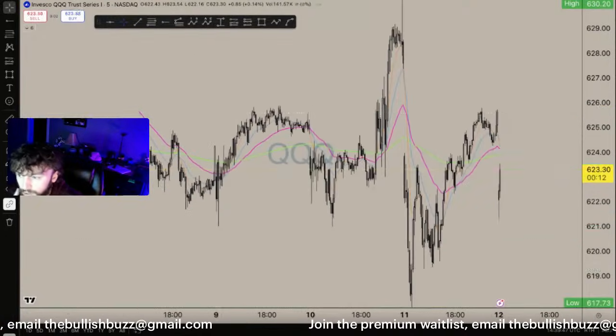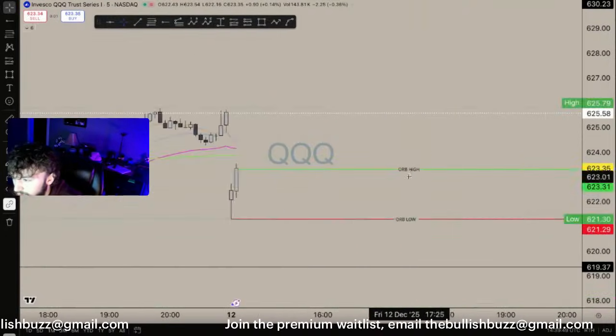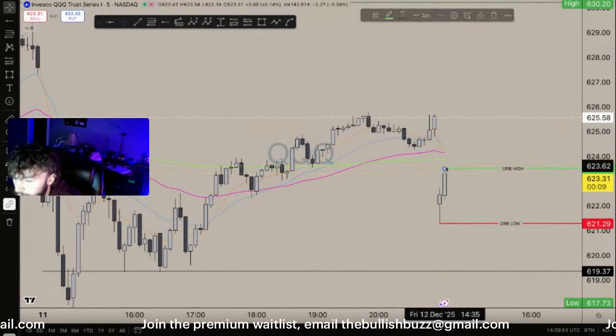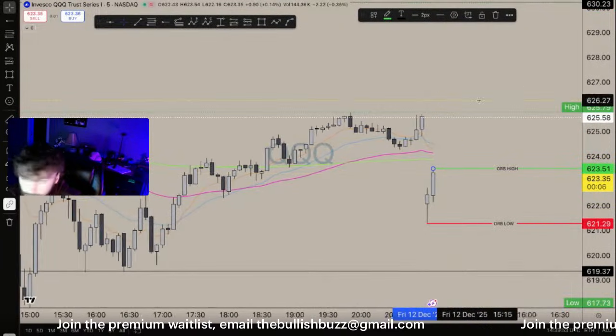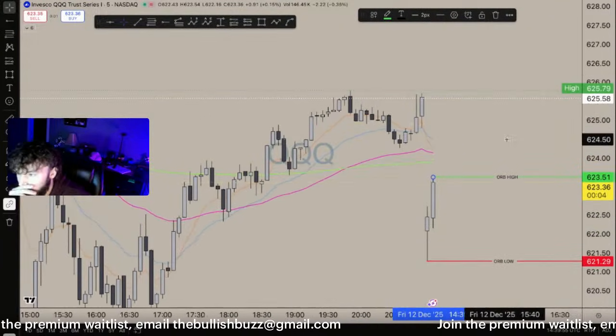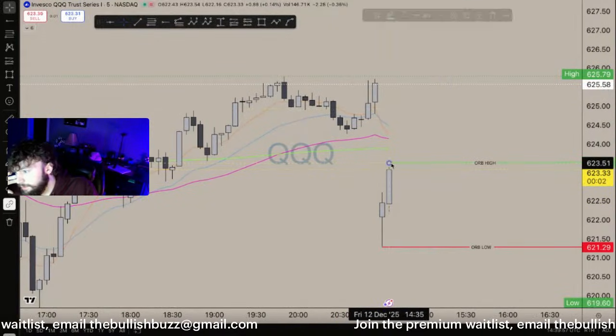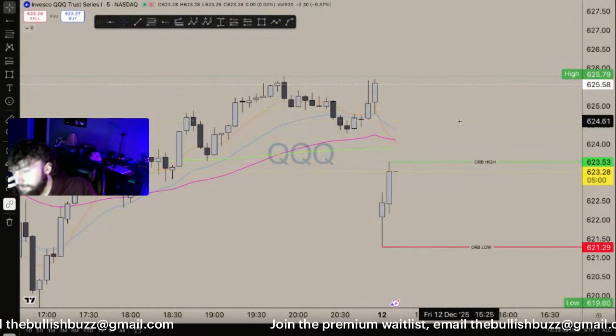On the candle or the wick? On the wick. So you see right here as I go down to the wick. Obviously, this one's off, but it's on the wick. It's on the wick.